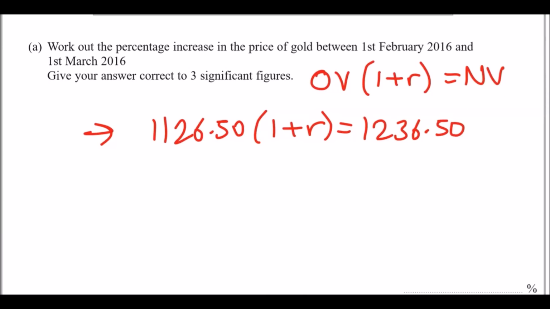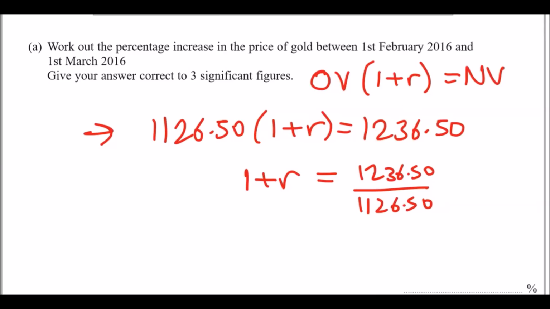Now thankfully, all you have to do is rearrange and solve for R. To do this nice and easy, you can divide the old value across and then minus 1. Let's do it step by step. Dividing this across, you have 1 plus R equals 1236.50 over 1126.50, and then just subtract 1 across, and you've got your rate, which is all it is. So let's go ahead and put this in the calculator.